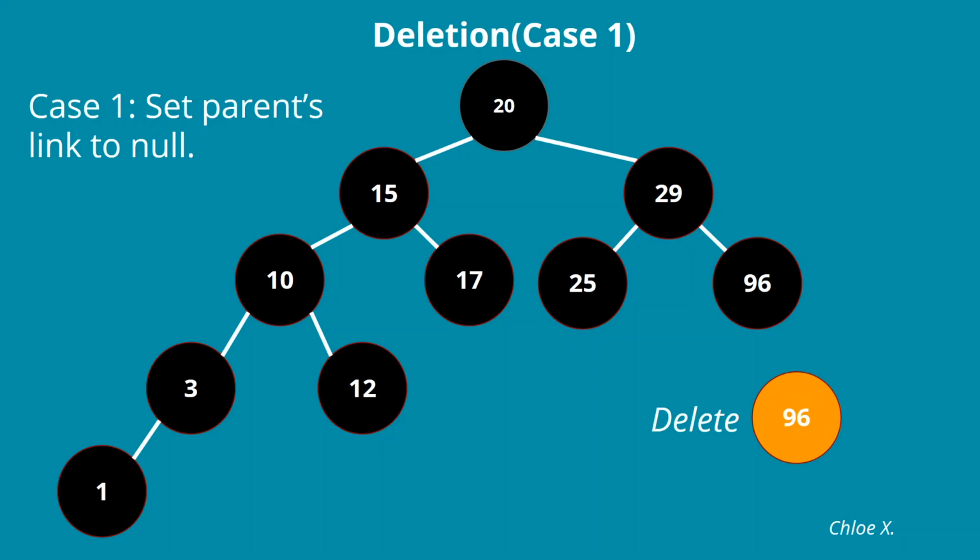Here's a new tree. Say we want to delete 96. Let's first locate it in the tree. Okay, so 96 is a leaf node, meaning it has no children. Recall case 1. If our node is a leaf, we simply set the parent's link to null. Bam. 96 is gone. All we did was just set 29's right child link to null.